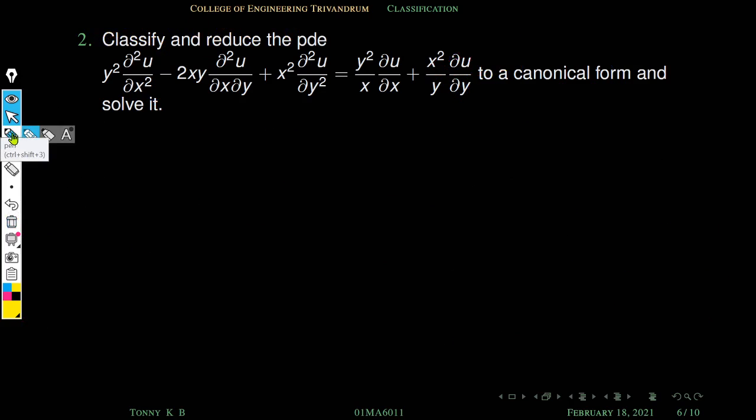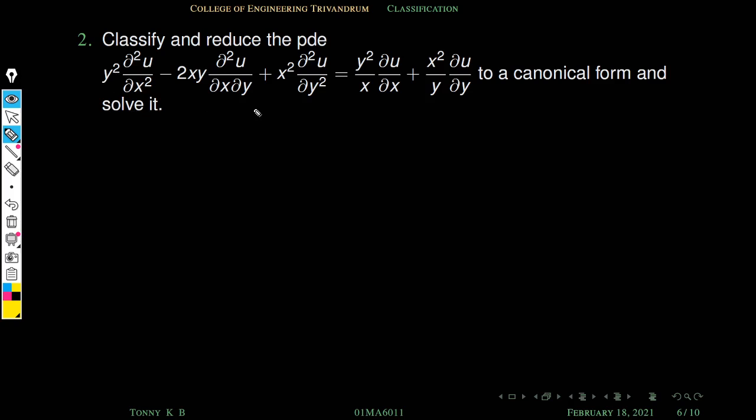Next we consider another problem. Classify and reduce the PDE to canonical form and solve it. Actually this problem is almost impossible to solve, a complicated PDE, but its canonical form is very simple. Its canonical form is a very elementary PDE that is solvable. So by solving that PDE, we can find the solution of this original PDE, even though it is complicated. So first of all, we have to find the canonical form. First we have to classify it.